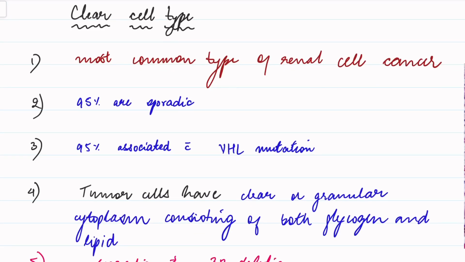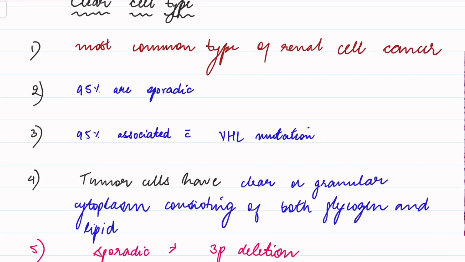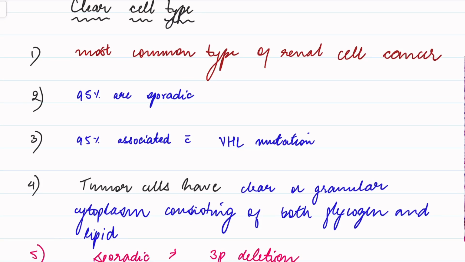Okay, now coming to the various types of RCC. Let me tell you the various types. It is clear cell type RCC, then papillary RCC, then chromophobe type, and then Bellini duct RCC. Coming to clear cell type, it is the most common type of renal cell carcinoma. 95% of cases are sporadic, and 5% of cases are familial.